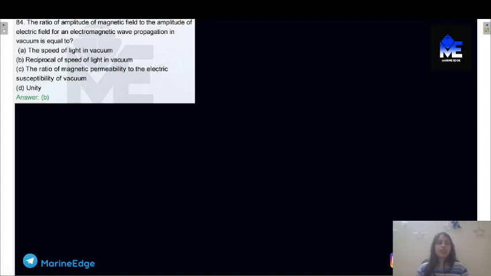The ratio of the amplitude of magnetic field to the amplitude of electric field of an electromagnetic wave propagation. So this is also a concept-based question. E naught upon B naught is a constant, right? You might have discussed or seen this equation in EM waves, correct? So it is equal to 1 upon c, or the reciprocal of the speed of light in vacuum.